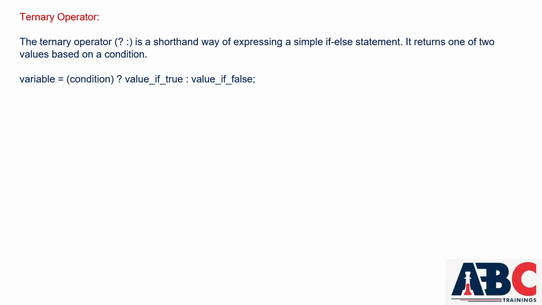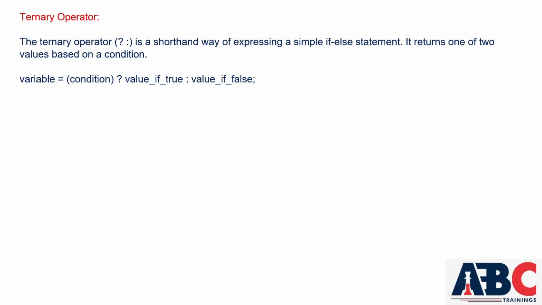Next is the ternary. The ternary operator is a shortened way of expressing a simple if-else statement. It returns one of two values based on the condition. So variable equals condition, then a question mark and the value if true, colon and the value if false.